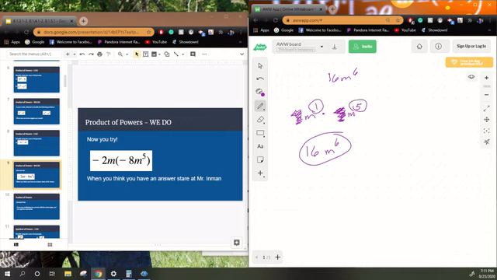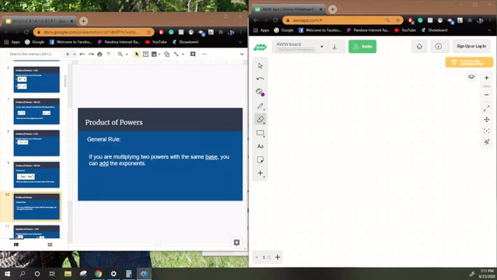Hopefully that makes sense. Let's go ahead and move on to our next practice problem. Before our next problem, be sure to write this down in your notes. If you are multiplying two powers with the same base, that's very important. They have to have the same base or else this doesn't work. You can add the exponents. That's very important. Go ahead and jot that down in your notes if you haven't done so already.